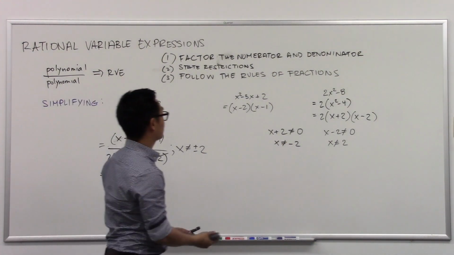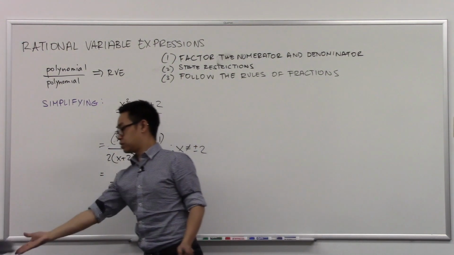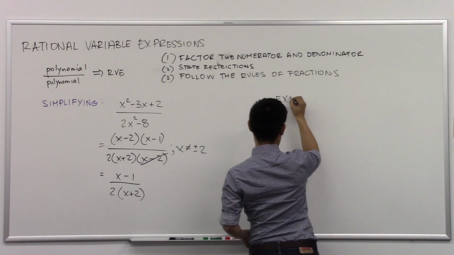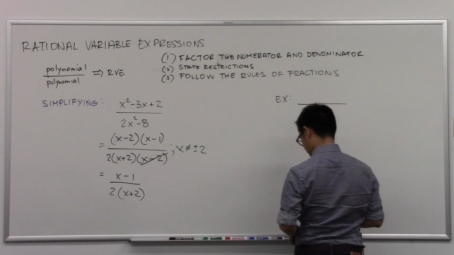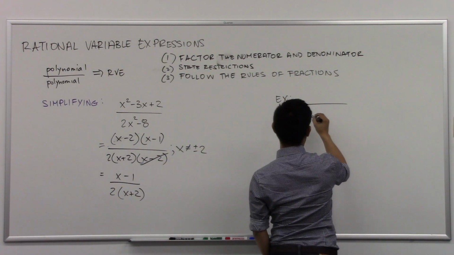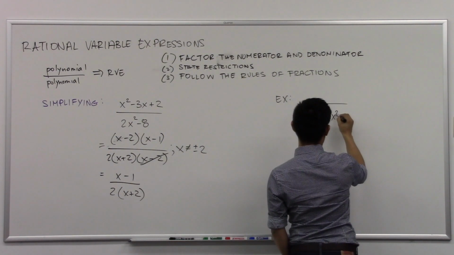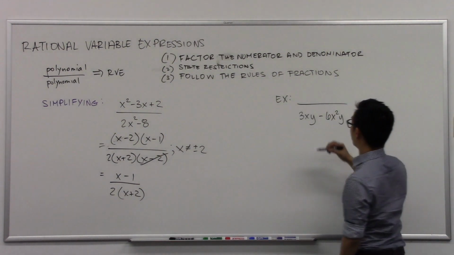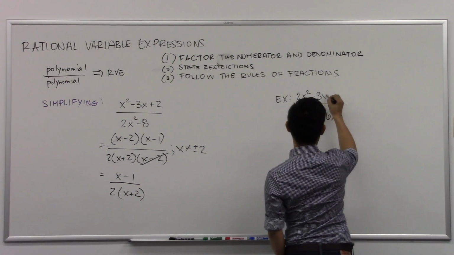We'll do one more simplifying. Let's go 3xy minus 6x squared y. And then on the top, let's go 2x squared minus 3x plus 1.